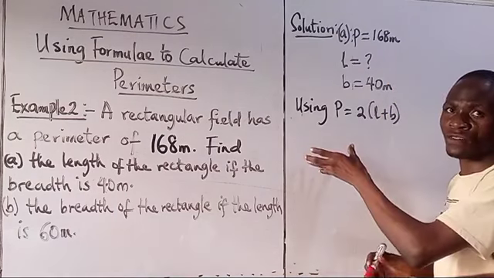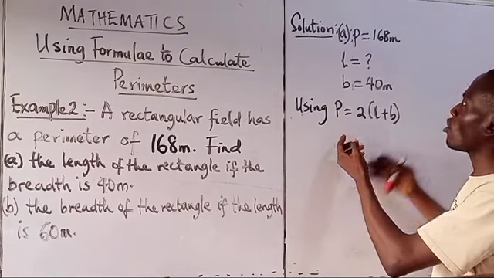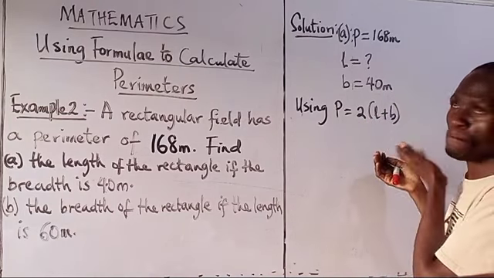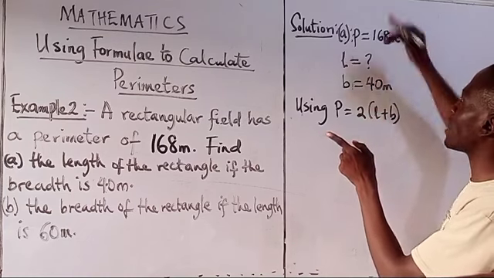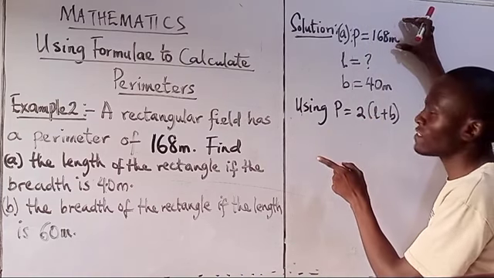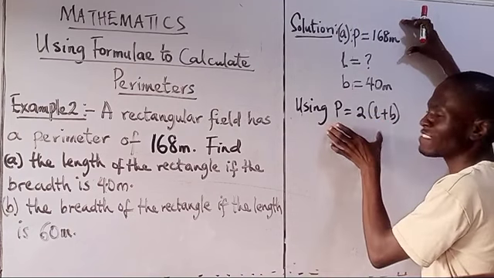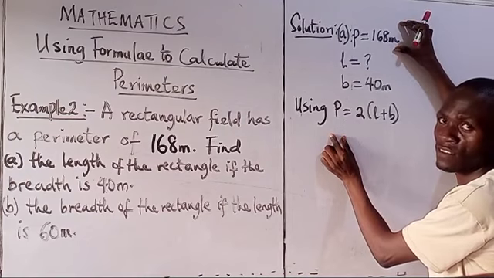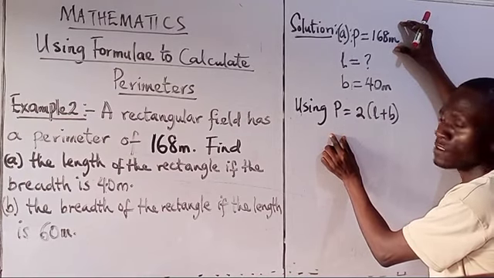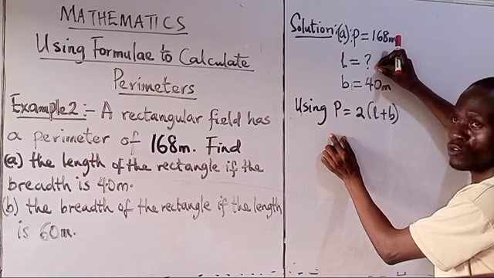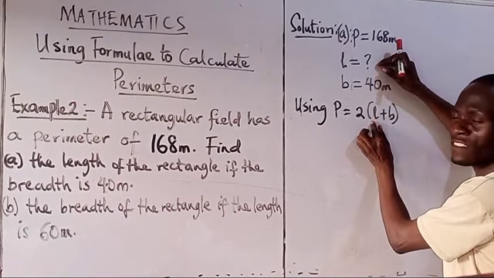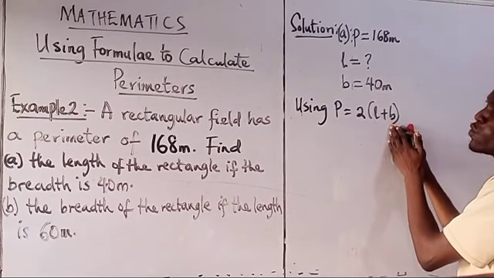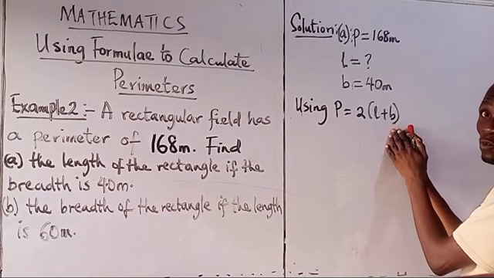Now, if we are using this formula, it means that all the details we have here, we are going to insert them into this formula. From our question, we have been given P as 168 meters. That means anywhere we see P in this formula, we change it to 168 meters. Now, L, we don't know, so we let L remain the same. B is 40 meters. So anywhere we see B in our formula, we change it to 40 meters. That is what is expected of us.